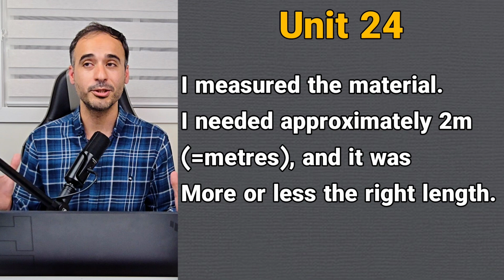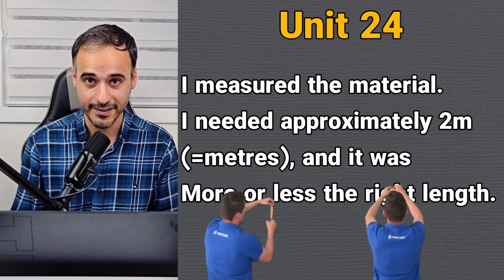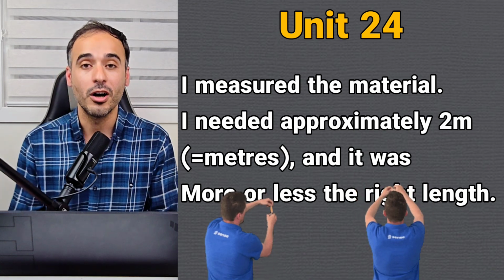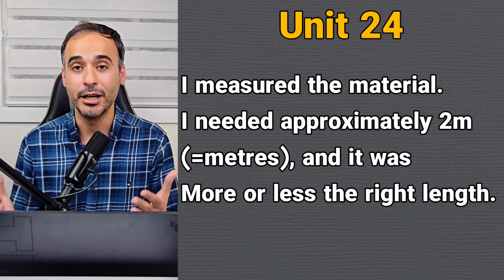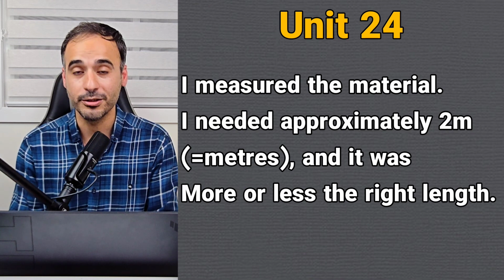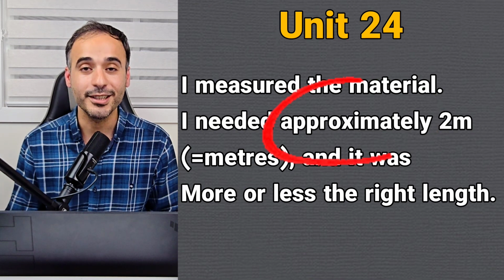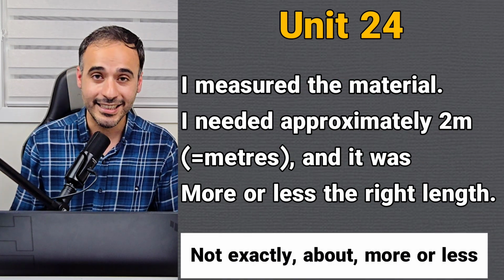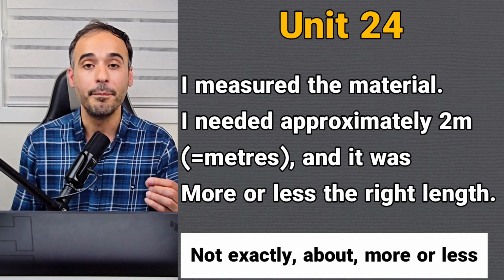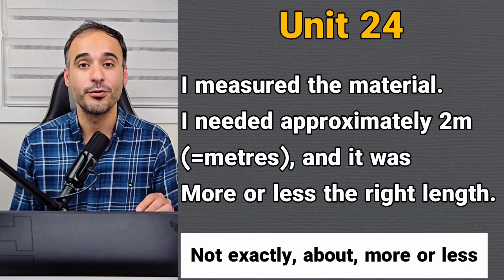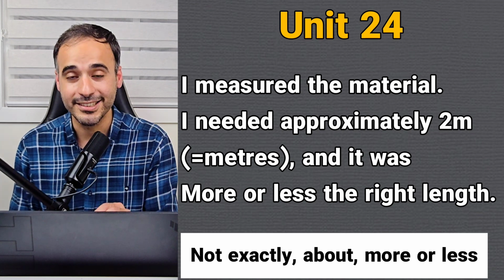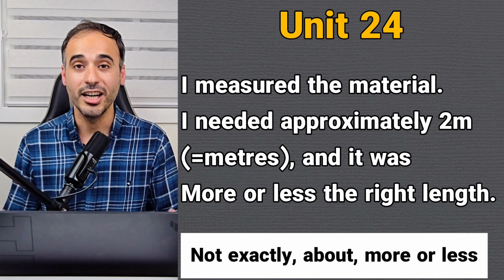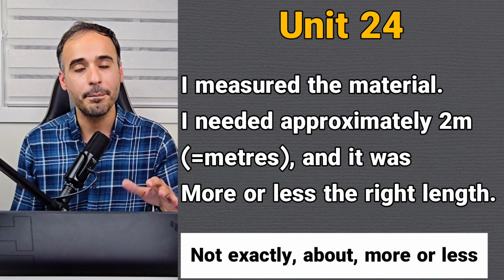So what is measure? Measure means you try to see how big something is. That is measuring something. Is it 1 meter or 2 meters? How long is it, for example? Here it says, I measured the material. The next word here is approximately. What is approximately? It means not exactly. A synonym for it could be about. Another synonym is more or less. I needed approximately 2 meters, about 2 meters.